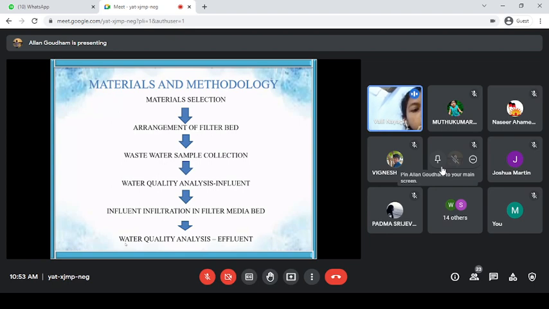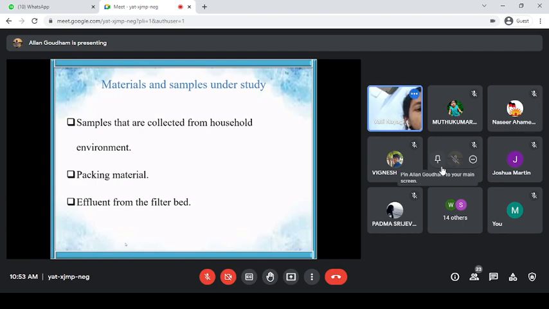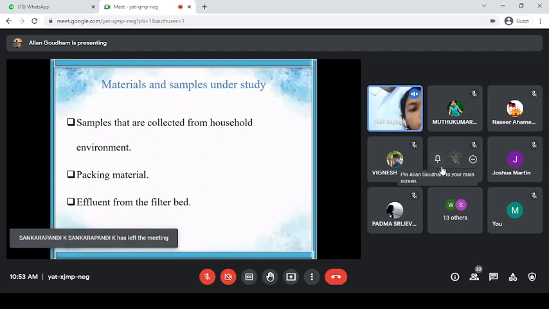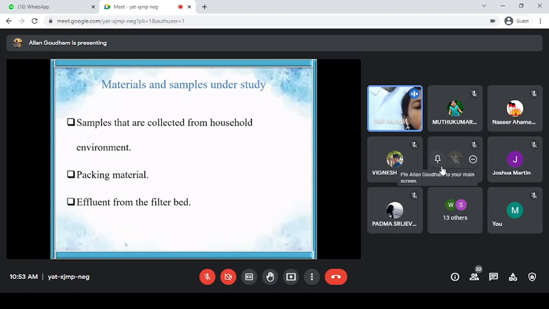Lastly, we collect the effluent water, and that effluent water is also subjected to some water quality analysis tests, because this water is used for those purposes. And then next, materials under study: the samples are collected from the household environment only, and the Pumice media is purchased online, along with the effluent from the filter bed also.